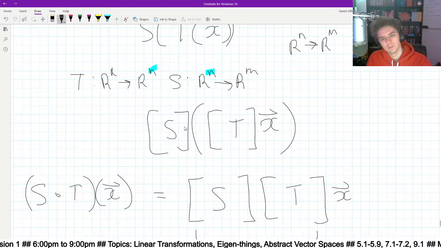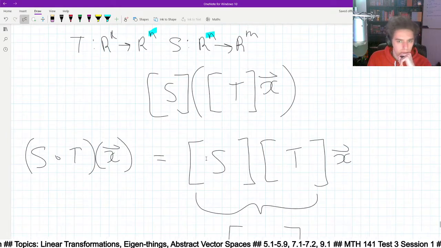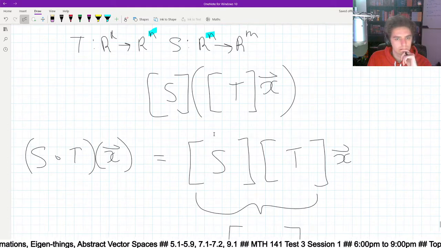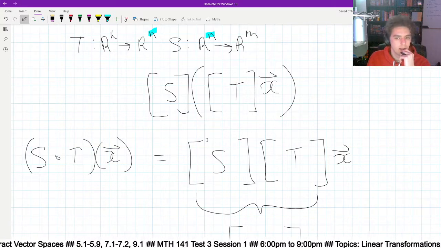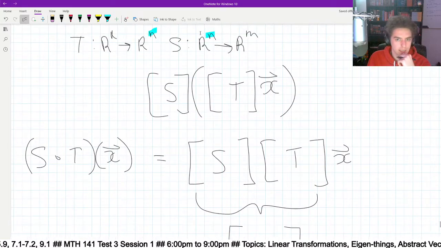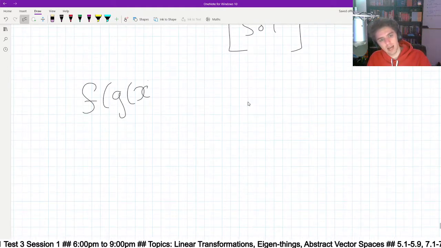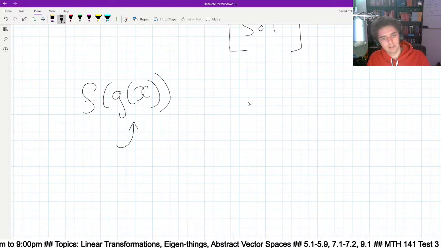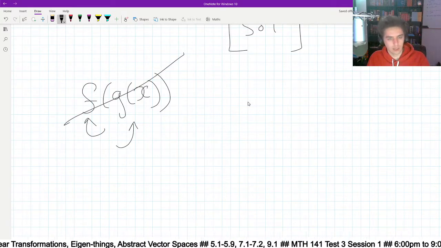Just to clarify, I'm still not really clear. Just because it goes from k to n and then n to m, we can just multiply both of the matrix representations? Yeah, because they're composite functions. It's important that this middle bit is the same n. Just like if you did f of g of x, the output from g of x has to be in the domain of f of x. Otherwise, this doesn't do anything.